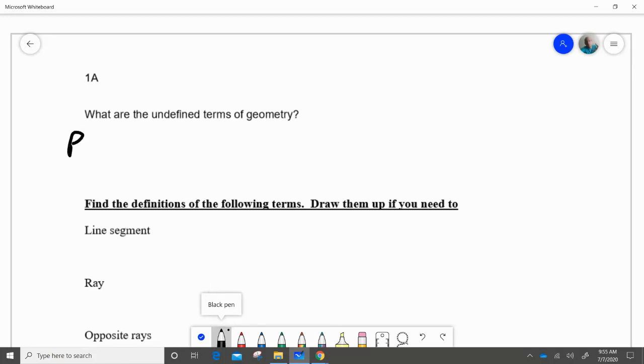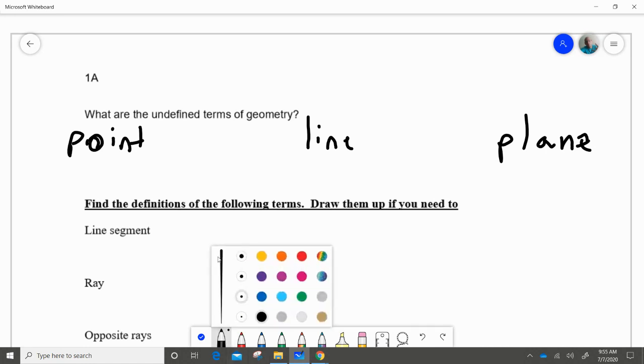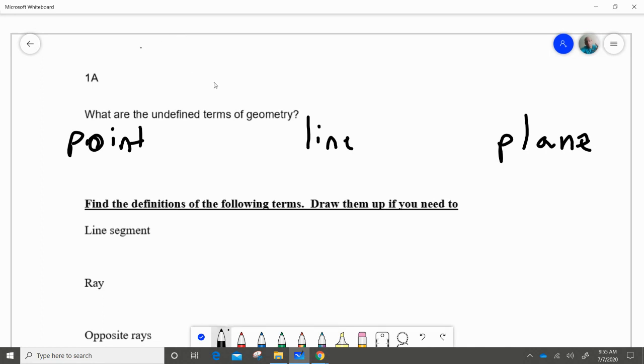The three undefined terms of geometry are going to be a point, a line, and a plane. Okay? A point, line, and a plane. Now, even though these terms are undefined, we can still sort of say what they are. A point just symbolizes a location. It doesn't take up any space or anything like that. A point is just basically a location.